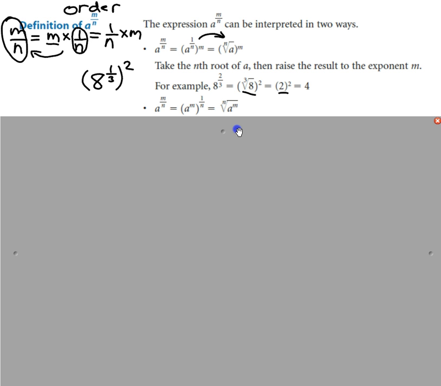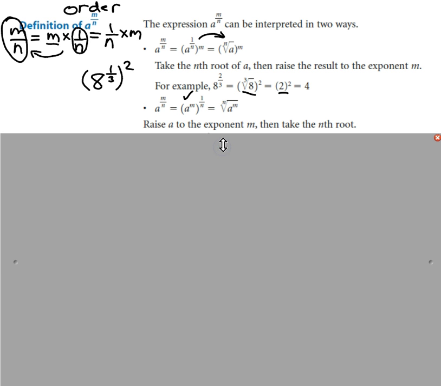In the second interpretation, it's taking the numerator, applying that as a power, and then taking the root afterwards. So this would have us raise a to the exponent m, then take the nth root. You're going to have to look at these two and really see that they're equivalent and then decide which one do you identify most with.